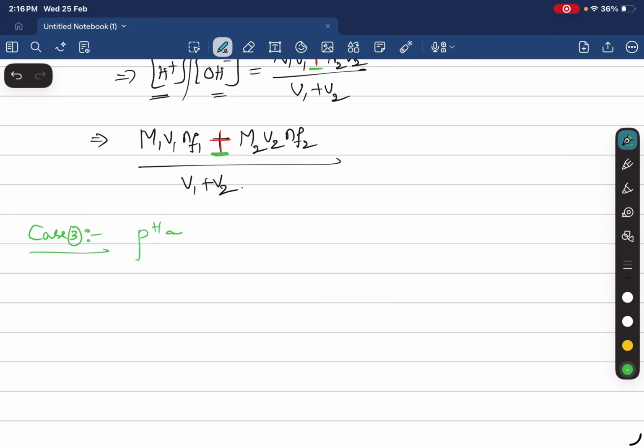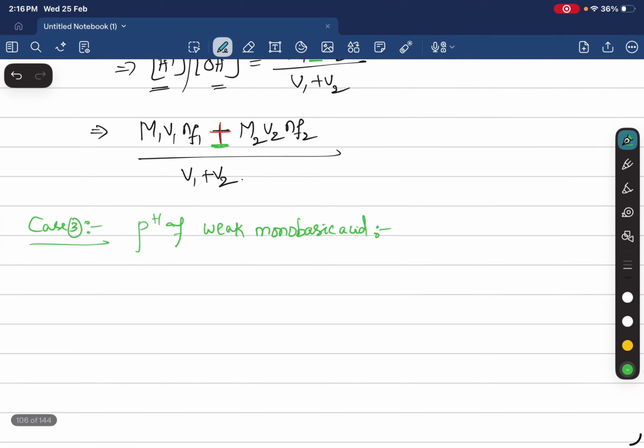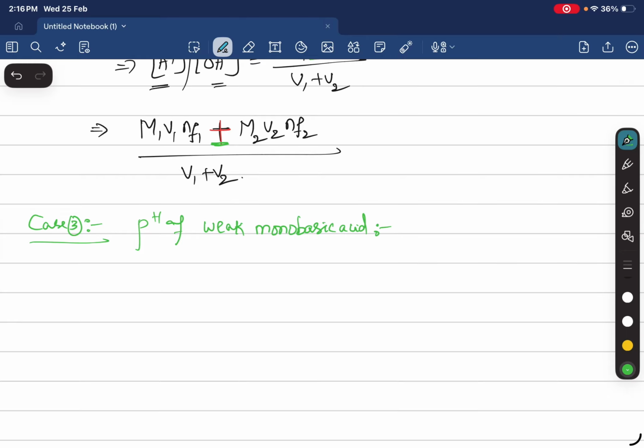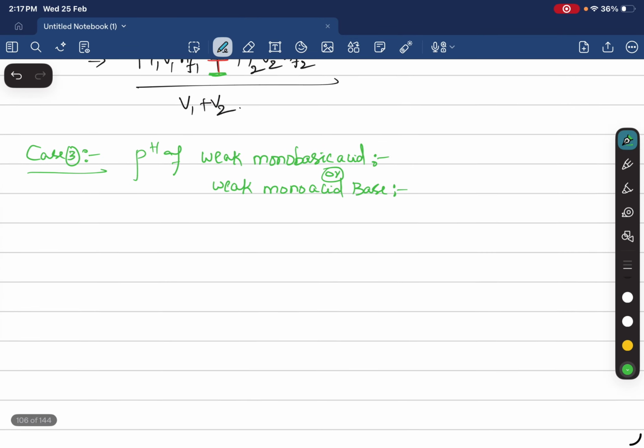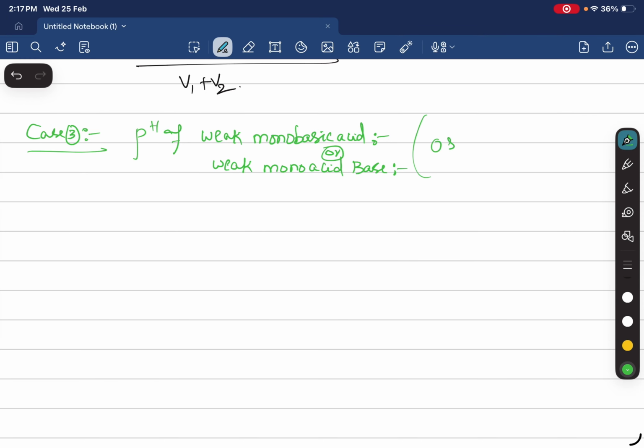pH of weak monobasic acid. This is a formula-based one shot video, so if you want it in a full detailed manner, you can watch the complete chapter videos. Weak monobasic acid or monoacidic base. This is called Ostwald dilution law. So for a weaker acid or weaker base, the pH value is calculated with Ostwald dilution law. This is most important. This is repeated in electrochemistry also.